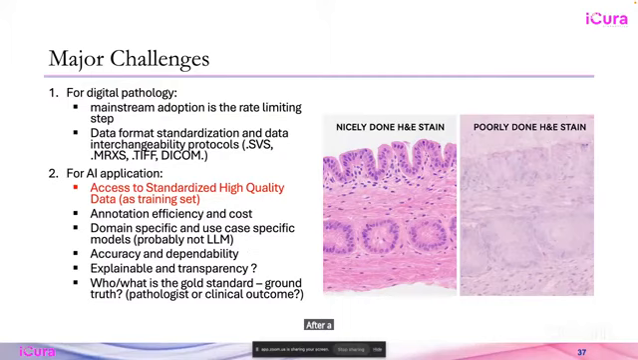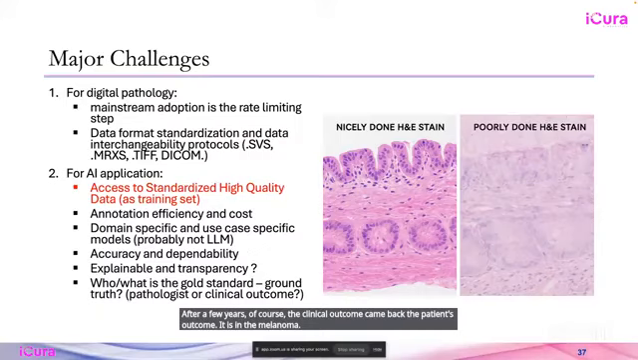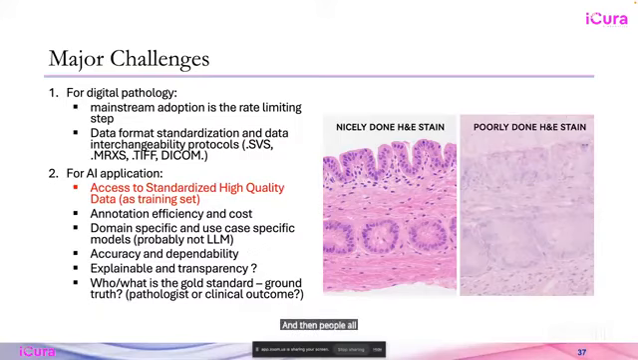After a few years, of course, the clinical outcome came back, the patient's outcome, and it was a melanoma. And then people were all amazed. We were all amazed. And then somebody came back and asked Dr. Rosai, how did you know that?